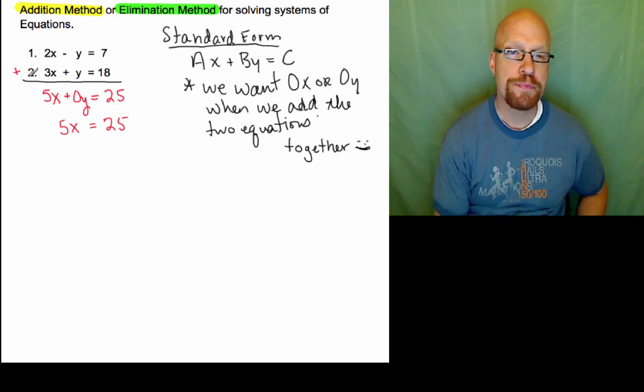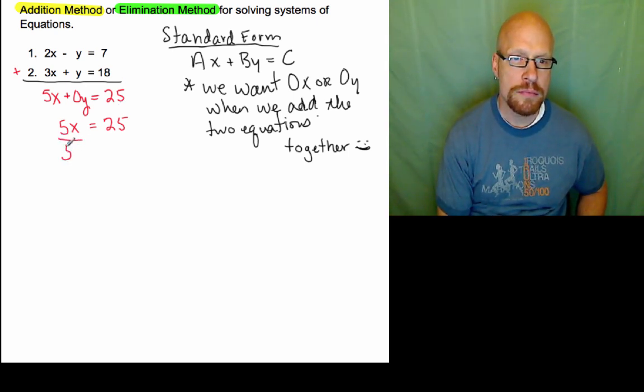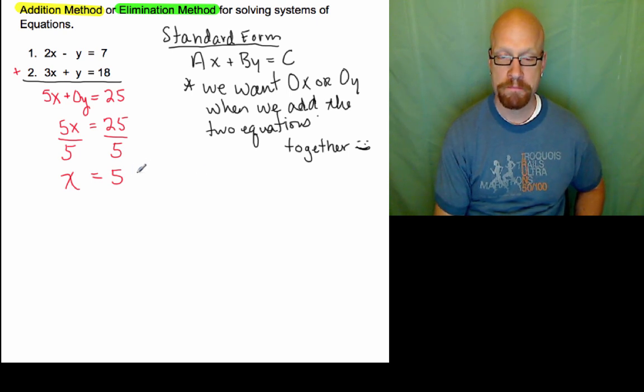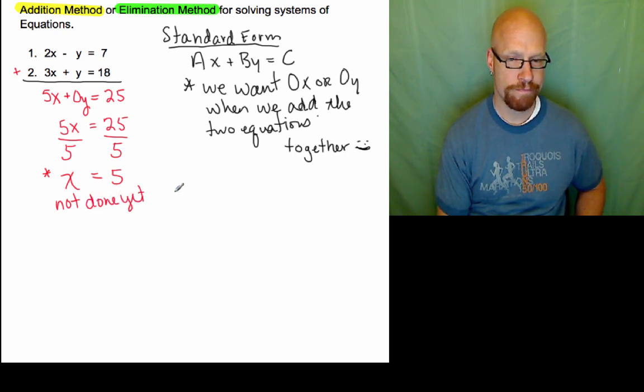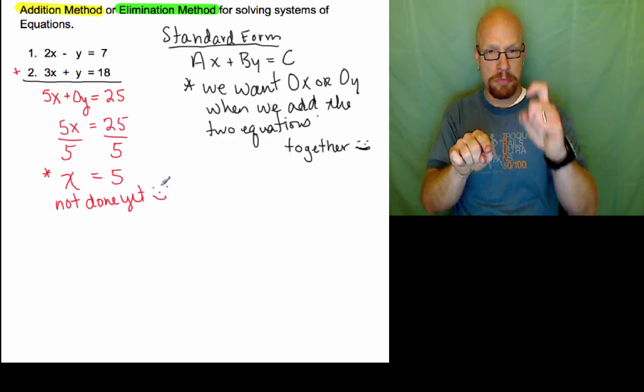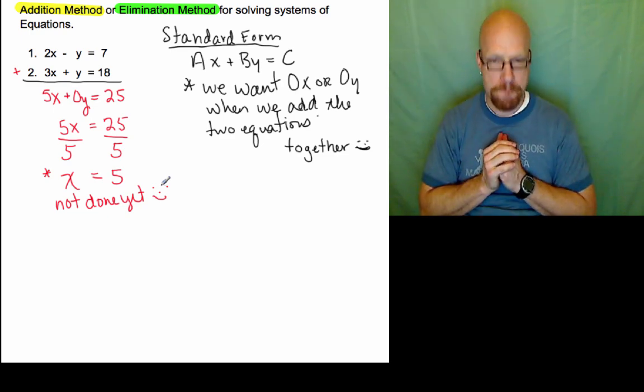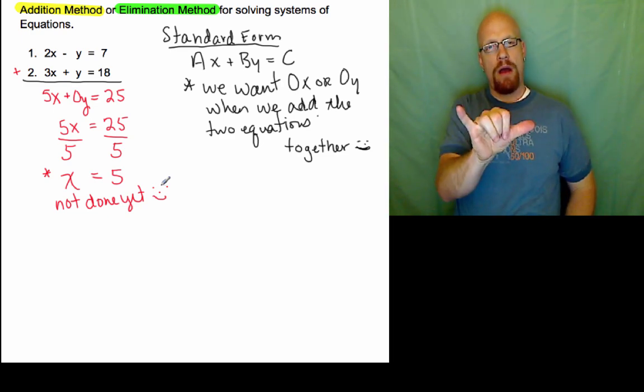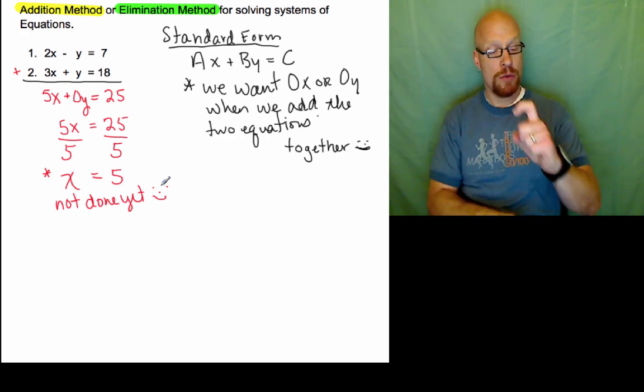Now I want the coefficient to be 1 by my x, so we need to divide by 5. Right? So 5x divided by 5, and then 25 divided by 5. Now we're not done yet. We have the solution for x, and that's 5.